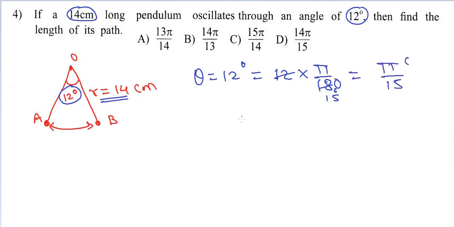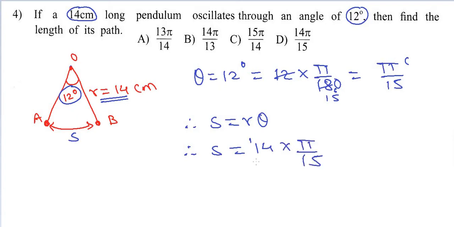Now let us use the formula. Let length AB be equal to S. Therefore we can use the formula S is equal to R into theta. Therefore we get S is equal to R, 14, multiplied by pi by 15. That's it. This is the answer, 14 pi by 15. So 14 pi by 15. Option D is correct over here.